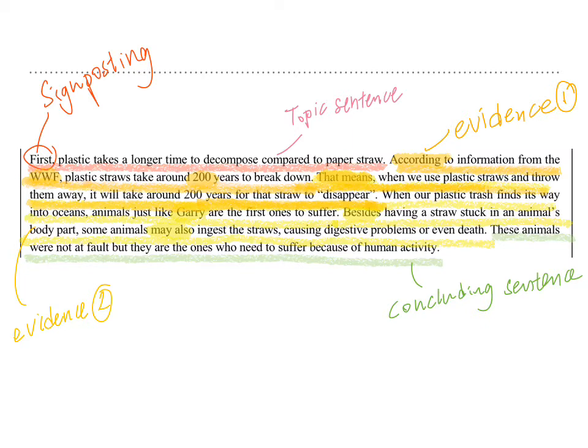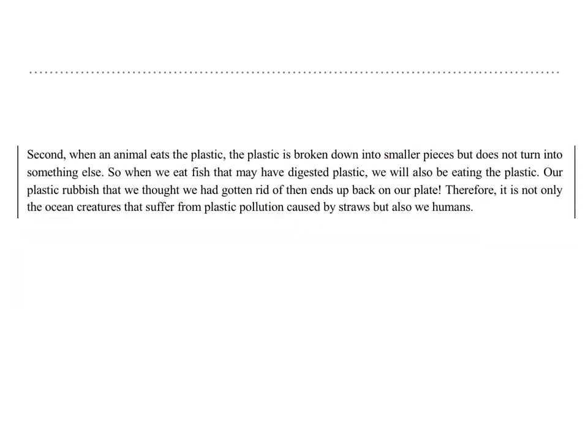But we have learned that in a concluding sentence, we use it to summarize the whole idea of this paragraph, which is somehow that the animals suffer from the use of paper straw when it is not decomposed. Okay, now I would like you to read the second paragraph and see which one is a topic sentence, which one is the evidence or elaboration, and then which one is the concluding sentence.